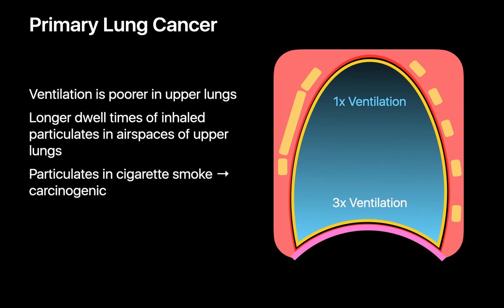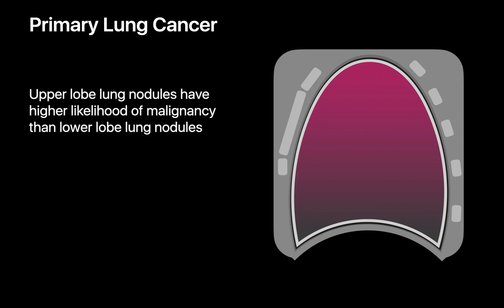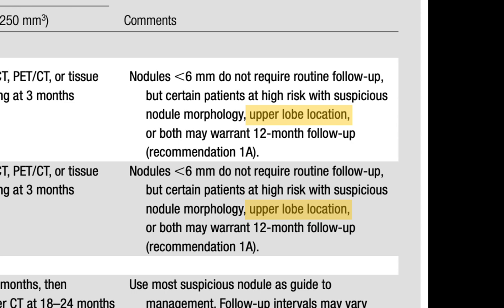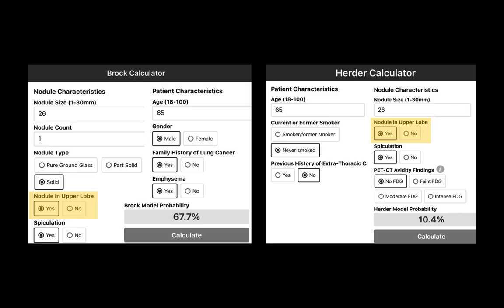Poorer ventilation and longer dwell times are also why carcinogens in cigarette smoke cause more cancers in the upper lungs than the lower lungs. When we encounter a nonspecific lung nodule, a nodule in an upper lobe is associated with a higher risk for malignancy, all other factors being equal, than a nodule in a lower lobe. That's why a special caveat exists for upper lobe lung nodules in the Fleischner Society guidelines for the management of incidental lung nodules, and why most lung nodule risk models use upper lobe location as a risk factor.